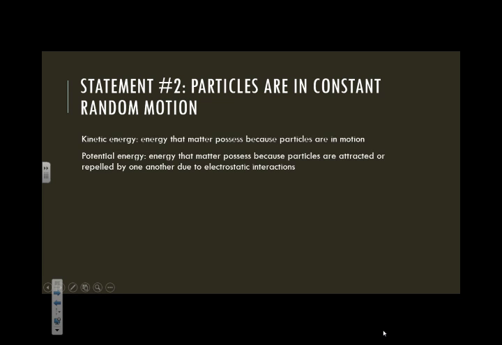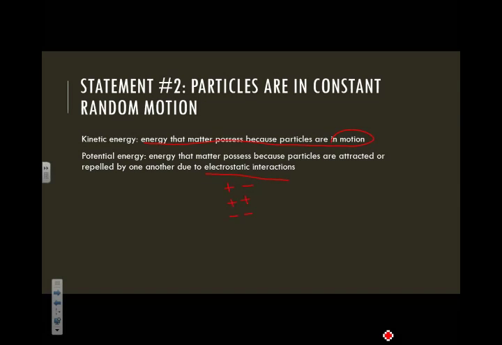Because those particles are in constant motion, they have kinetic energy. And kinetic energy comes from the fact that they're in motion. Kind of makes sense when you think about it. Potential energy, on the other hand, is energy that matter possesses because your particles are attracted or repelled to one another. And that's coming from electrostatic interactions, which is a fancy way of saying that plus and minus are attracted to each other, and plus plus or minus minus are repelled.